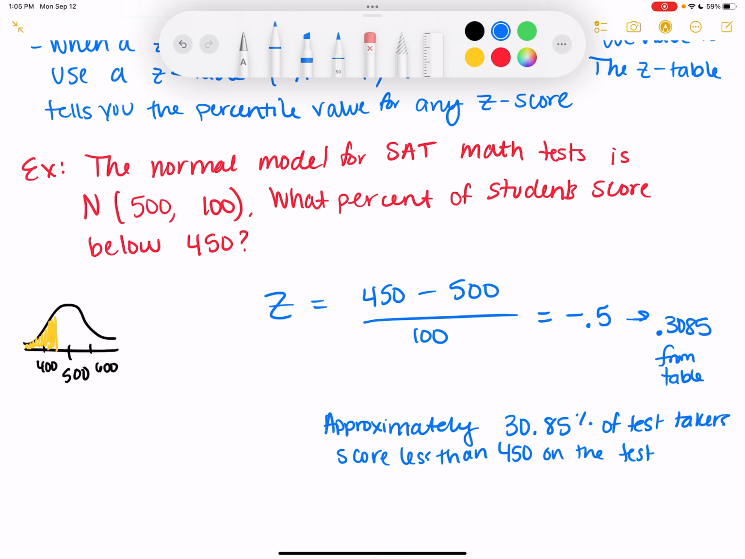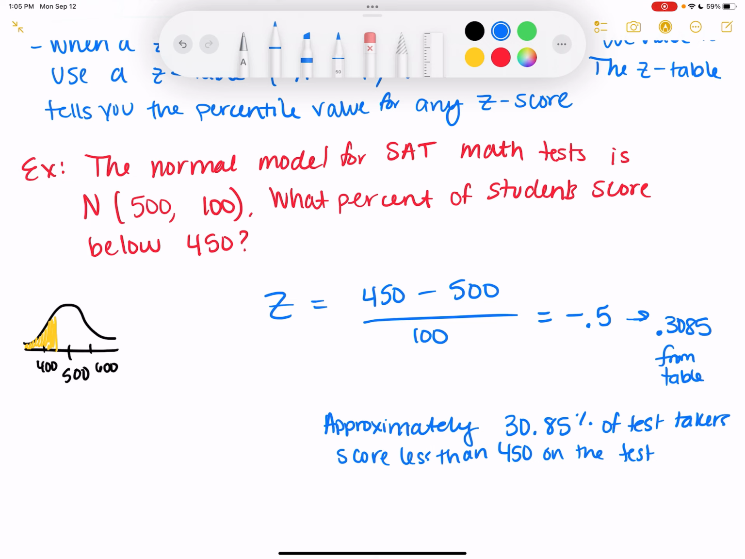And so while you might have been able to kind of figure it out in your head, it's just easier if you have the table there to do it for you. Where did the negative 0.5 come from? So this was 450 minus 500, so that would have been negative 50 over 100. This one's a little bit of an easier one. With the harder ones, your calculator will just give it to you, and it's easier.